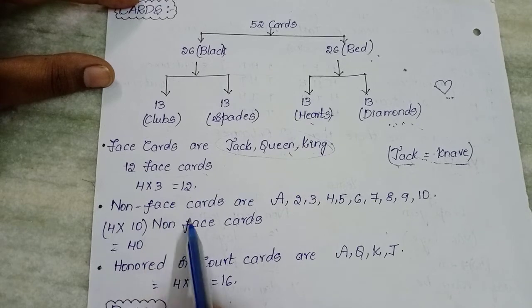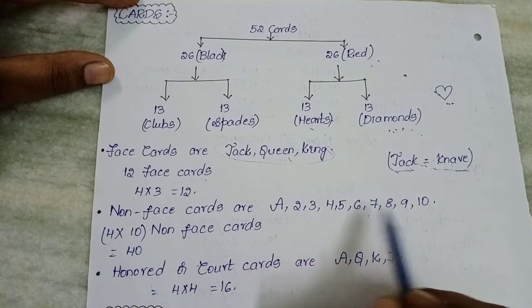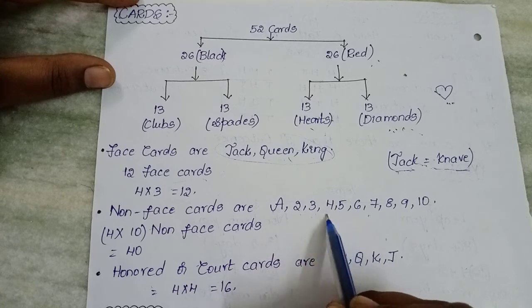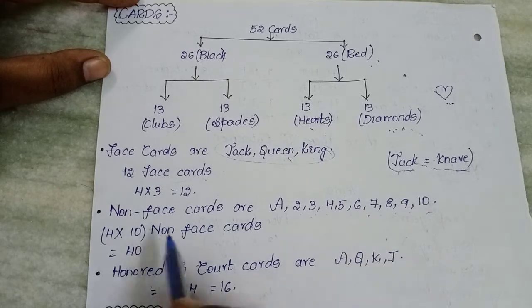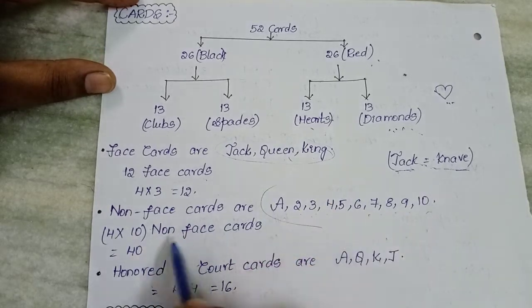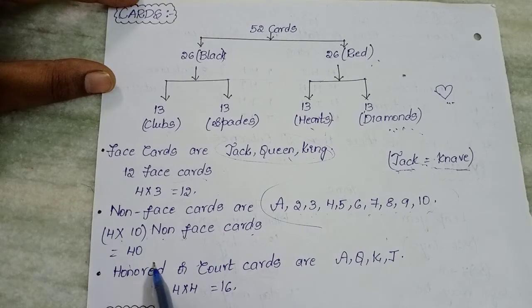And non-face cards means no face. These are the non-face cards: A, 2, 3, 4, 5, 6, 7, 8, 9, 10. There is no 1. Please keep in mind. There are 10 non-face cards into 4 types. 4 into 10 is equal to 40.